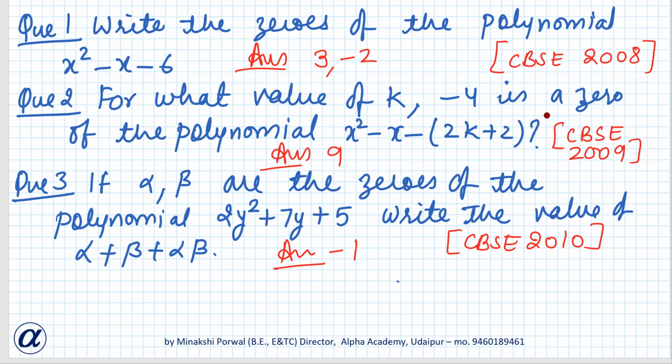Okay, then question number 3, if alpha and beta are zeros of this polynomial, find the value of this. Okay, if we are given alpha and beta are zeros, we know that alpha plus beta is minus b by a. So alpha plus beta, question 3 I am telling, alpha plus beta is minus b. What is b here? Yes, in this equation, 2y square plus 7y plus 5, what is b here?